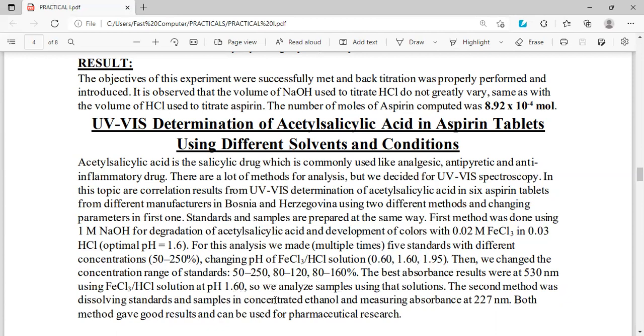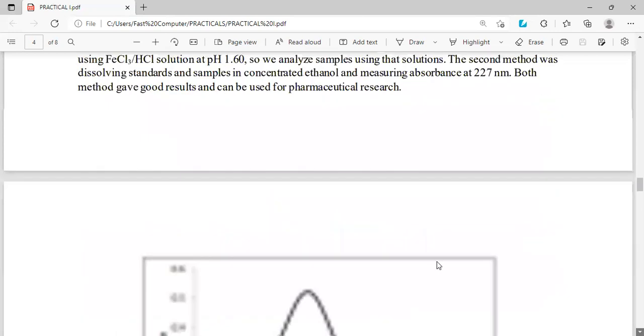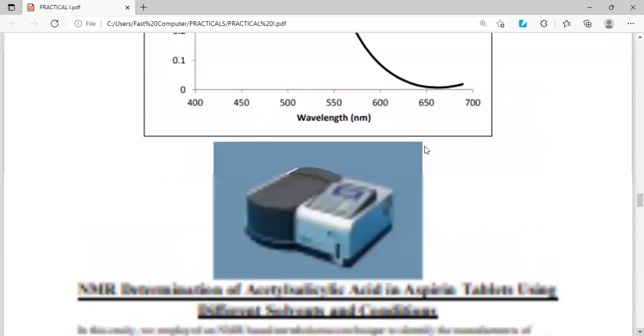The second method was dissolving standards and samples in concentrated ethanol and measuring absorbance at 227 nanometers. Both methods gave good results and can be used for pharmaceutical research. This is the spectrum of ASA determined by visible spectroscopy.